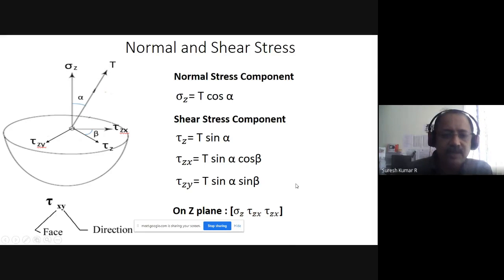And the notation of the symbols that are being used: when I put Z here, that indicates the plane. This is the Z plane. So sigma ZZ it should have been. ZZ now is equivalent to sigma Z. And the other one, X, is the direction in which the force is acting. Right? The first one is the face or the plane. The second one is the direction.